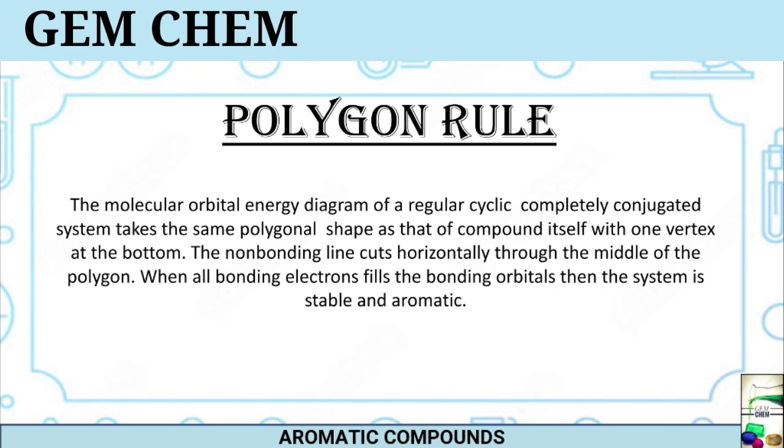So we will just read out the Polygon Rule, that is, the molecular orbital energy diagram of a regular cyclic completely conjugated system takes the same polygonal shape as that of the compound itself, with one of its vertices at the bottom, and the non-bonding line cuts through the middle of the polygon. When all bonding electrons fill the bonding orbitals, then the system is stable and aromatic.